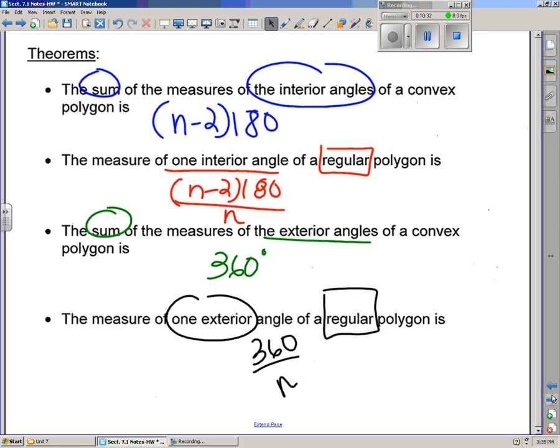These 4 theorems you definitely need to know, and they'll be helpful for your homework. Okay, good luck on the homework.